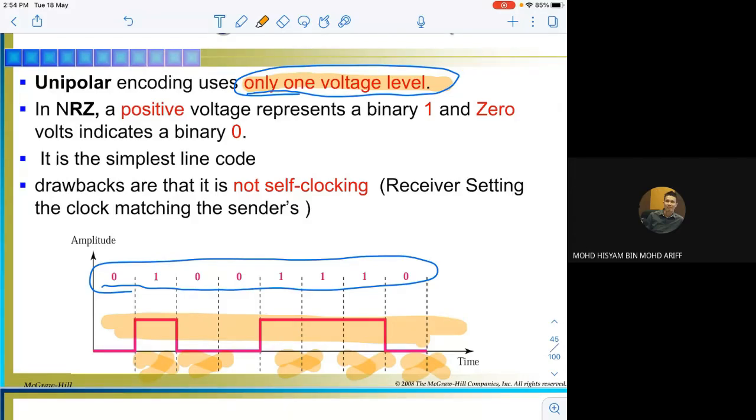Clear? Okay. Dalam unipolar, we got also NRZ. What is the NRZ? NRZ is the non-return zero. Positive voltage represent binary 1. Zero voltage indicate binary 0. It's the simplest line code.